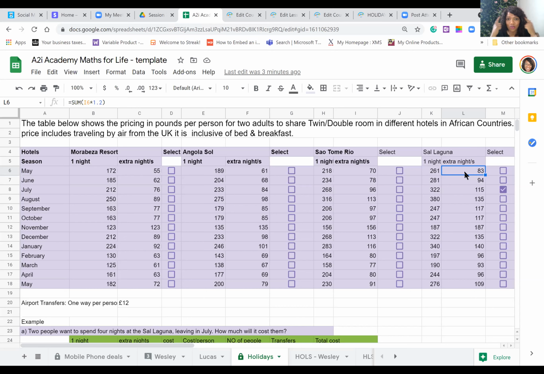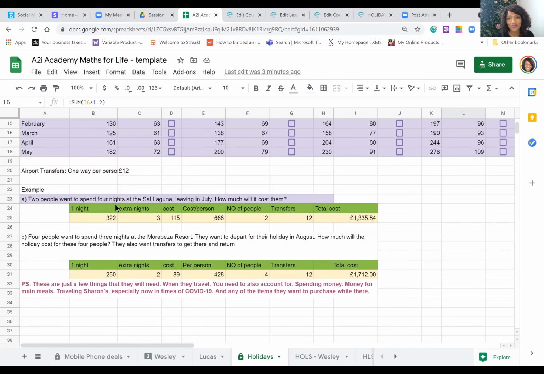What do I have to do? I created a spreadsheet where we can calculate, like we've done with the mobile phone, but with less stress this time. Okay, so we find the price for one night. Let's say for this one, 2 people want to spend the night at the Sal Laguna, leaving in July. How much will it cost for them?